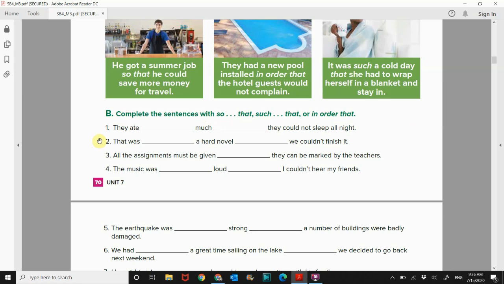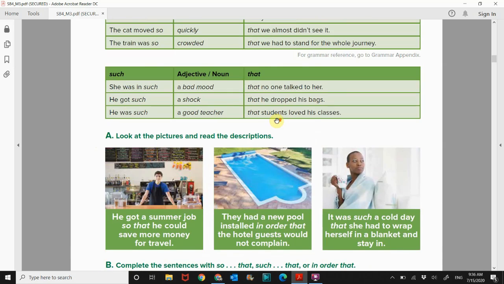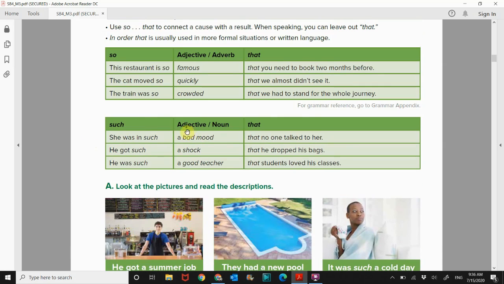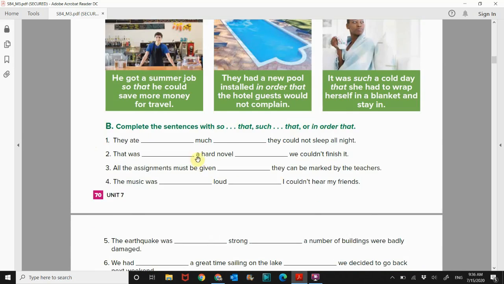Number 2. That was such a hard novel that we couldn't finish it. So really, what is the difference between so and such? Such has an adjective and a noun. A bad mood. A shock. A shock is a noun. A good teacher. So this one is a hard novel. This is an adjective. This is a noun. So that was such a hard novel that we couldn't finish it.